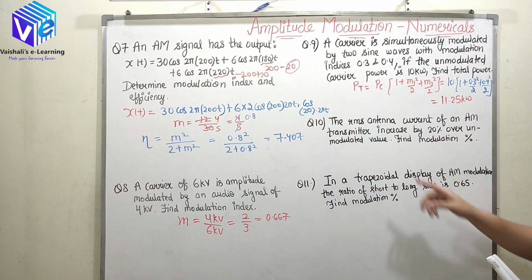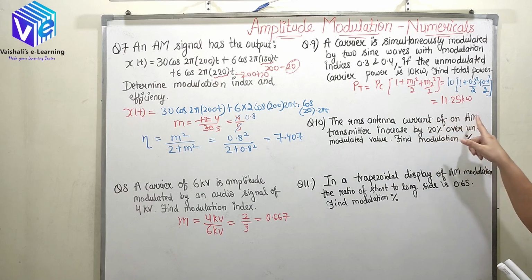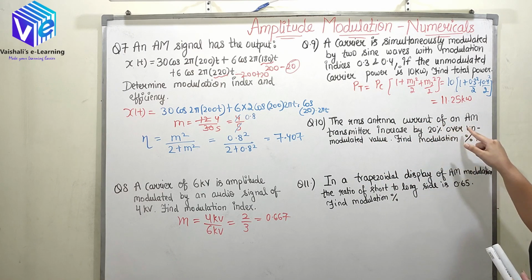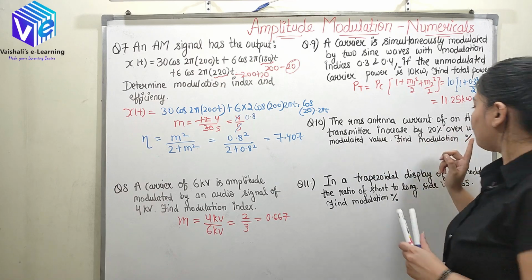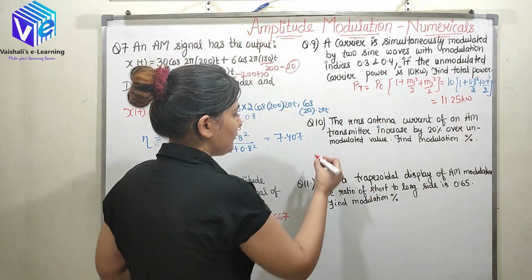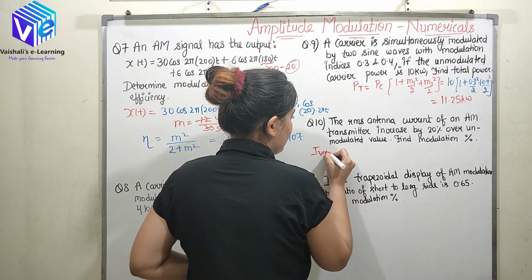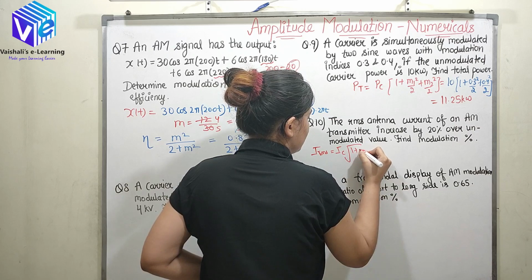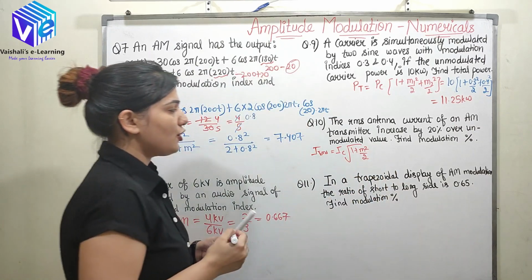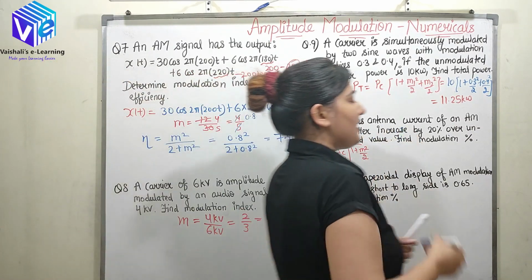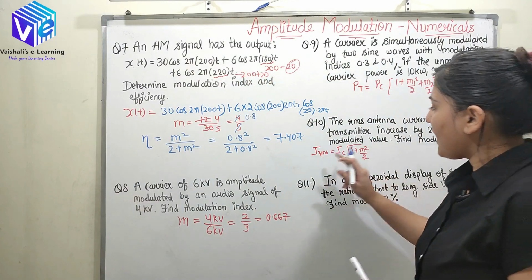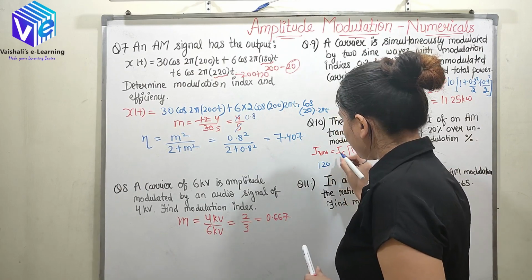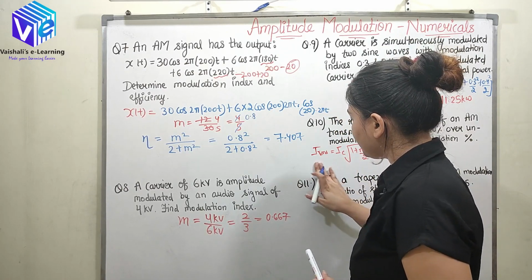Now coming to the next question: the RMS antenna current of an AM transmitter increases by 20% over the unmodulated value. Find the modulation percent. I know the formula of I_RMS. I_RMS is given by Ic under root (1 plus m squared upon 2). Now I have been given the increase in value. So if I_RMS is 120, then Ic is 100.